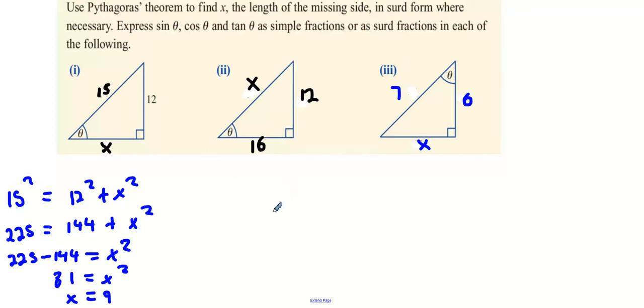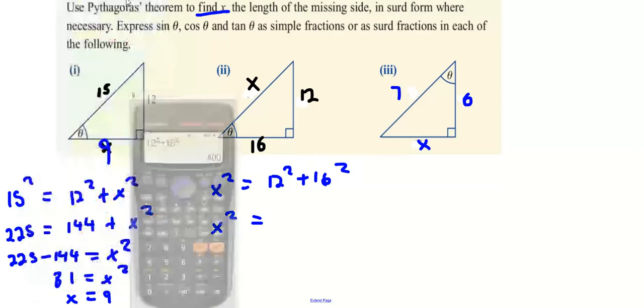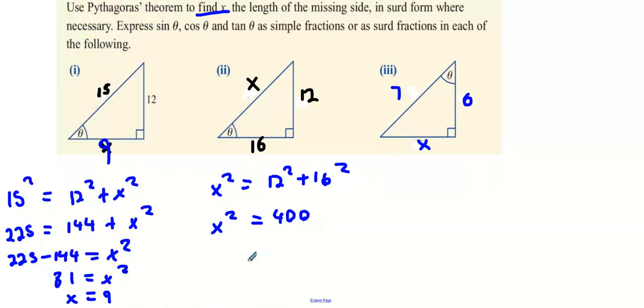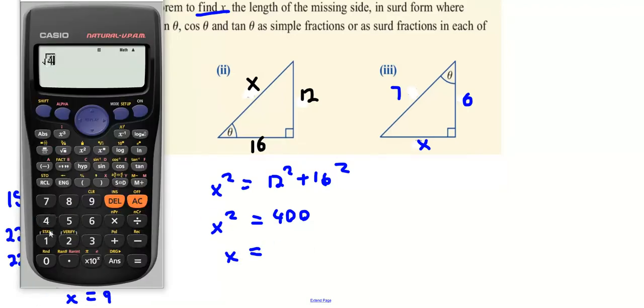Okay, on the next question, I haven't answered this question completely yet. I'm just finding the x values first, and I'll find sine theta, cos theta, and tan theta afterwards, okay? So the next question is going to be x squared is the longest side, and that equals 12 squared plus 16 squared. What's 12 squared plus 16 squared? We get 400. x has to be the square root of 400. What number, when you multiply it by itself, gives you 400? x will have to equal 20.